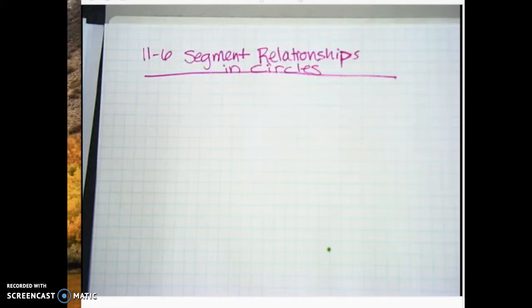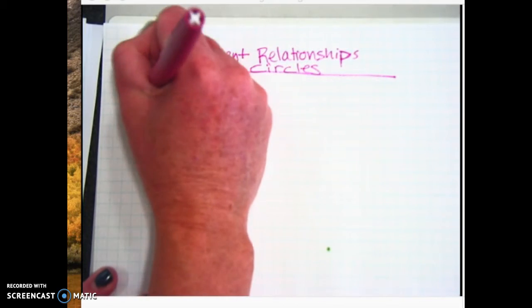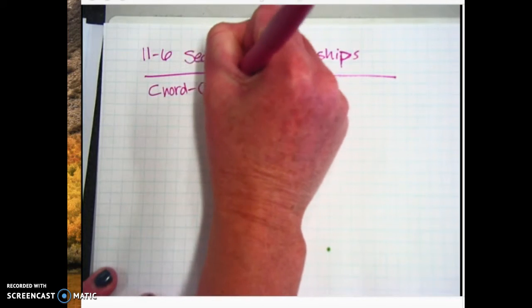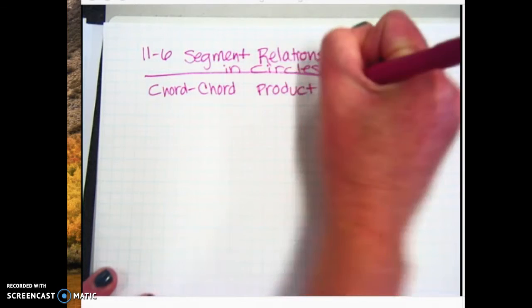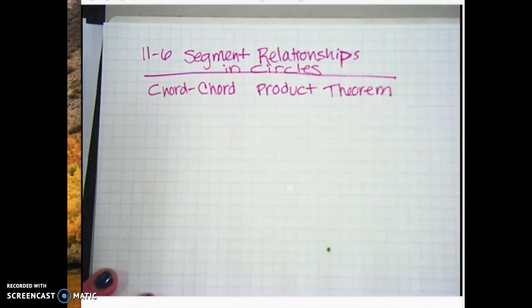11-6 is called segment relationships in circles. And so the first theorem that we're going to look at is called the chord product theorem. The chord product theorem is written out on that little sheet for you if you want to read it, but we're just going to draw a picture.